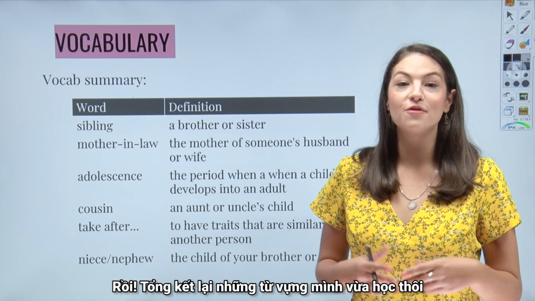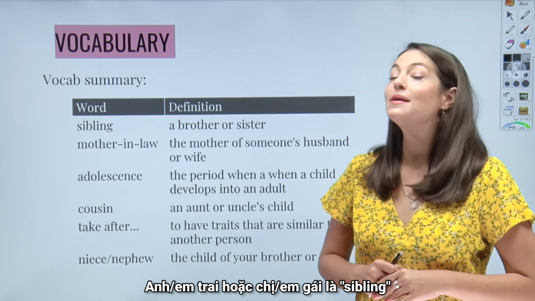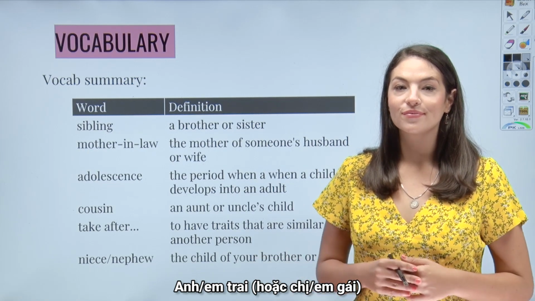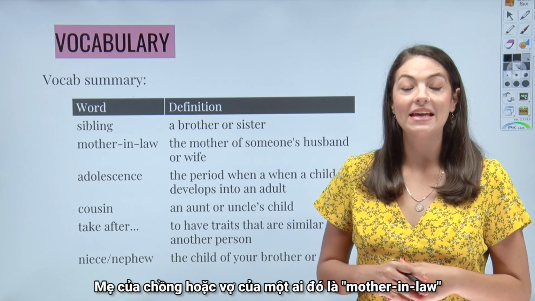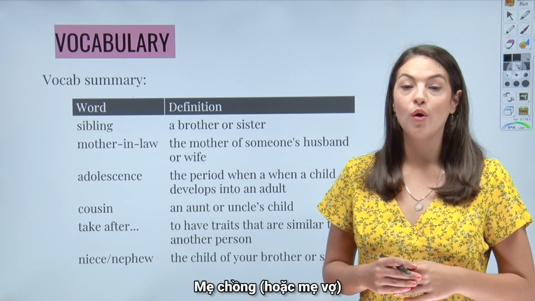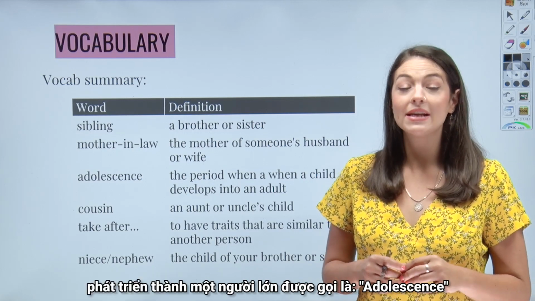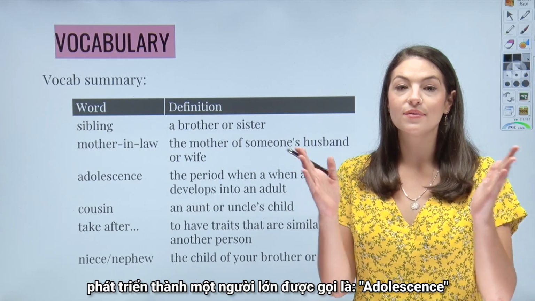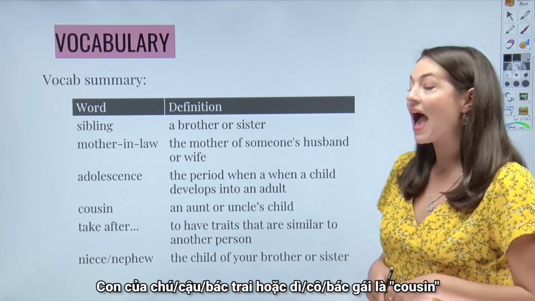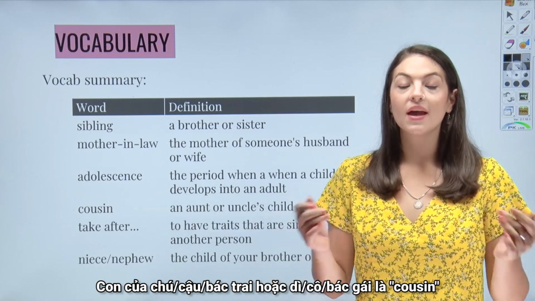Okay, so let's summarize some of the vocabulary we have just learned. A brother or sister is a sibling. Sibling. The mother of someone's husband or wife is your mother-in-law. Mother-in-law. The period when a child develops into an adult is called adolescence. Adolescence. An aunt or uncle's child is cousin. Cousin.